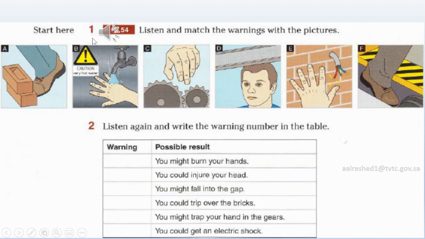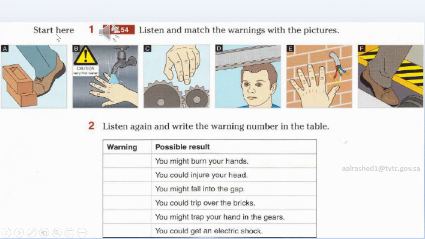Okay, I think it's clear that we have two exercises here. I get confused. Number one, we needed to write the number in front of each picture. So he's describing a warning. Okay, but which warning is he describing? We have number one. He said, for example, you might fall. So here you need to put number one.